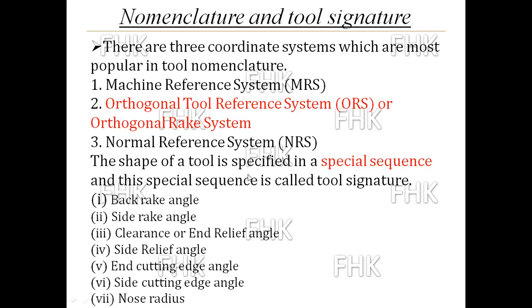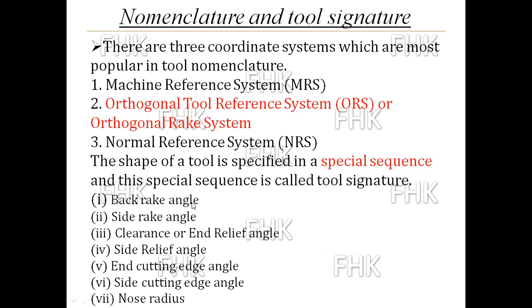The shape of a tool is specified in a special sequence, and this special sequence is called the tool signature. When you go to the market to purchase a single point cutting tool, you have to specify the tool signature. That means the special sequence to specify that tool is called the tool signature.